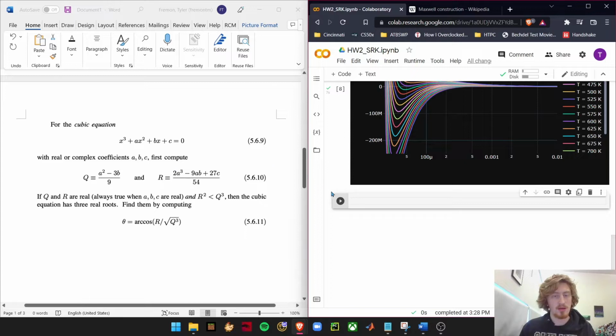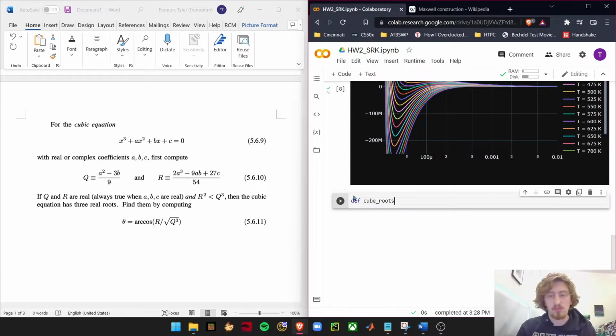So we can jump right in. We're going to be creating a function that's looking for the cube roots, and we're going to be inputting a, b, and c. And again, these are the a, b, and c from our previous compressibility factor polynomial. We don't need those quite yet. So the first thing we can do is define q and r.